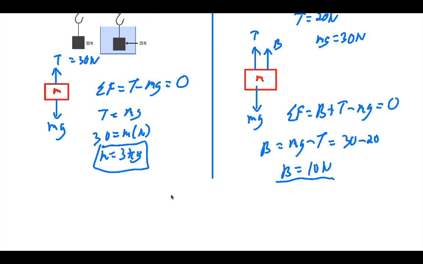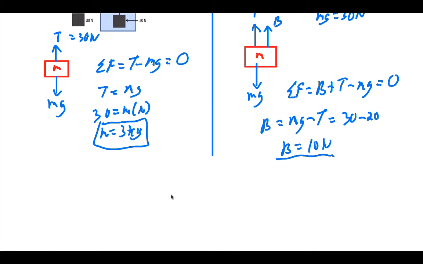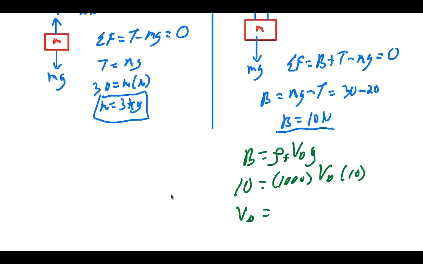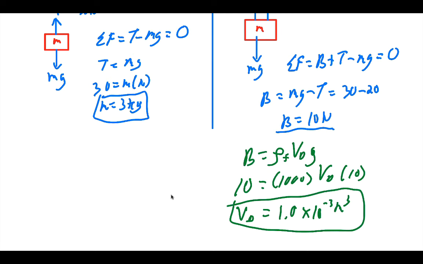Knowing the buoyant force would allow me to figure out what the volume of the object is, because it was fully immersed inside there. Since the buoyant force is density of the fluid times volume displaced times g, I know I have 10 newtons of buoyant force. 1,000 is the density of the fluid. The volume displaced is the entire volume of the object. And I have gravity. This gives me a volume displaced of 1 times 10 to the minus 3 cubic meters. Okay, relatively small object. Now, how is that going to help me with finding what the density of the object is?